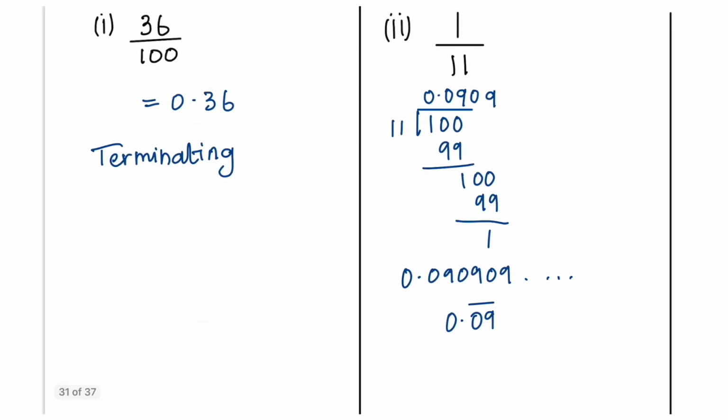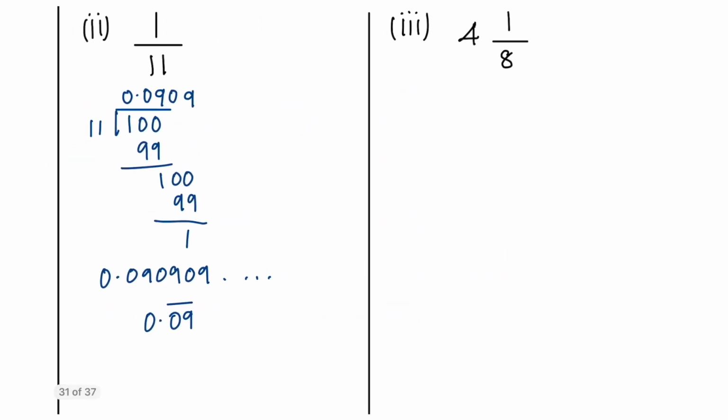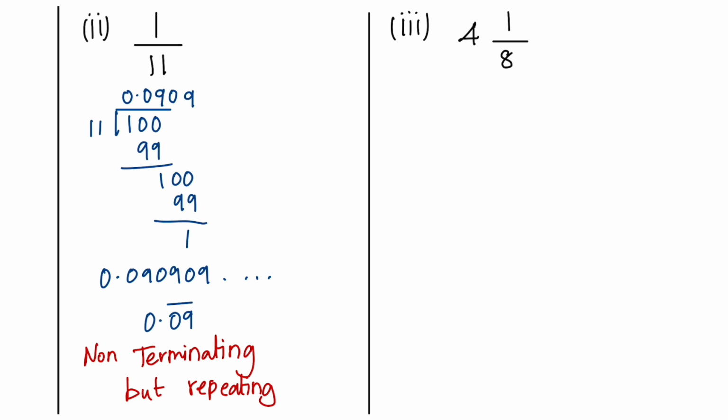Now these are the first two questions, and this one comes under case 2. Let me just write this in a different color. Non-terminating, because this goes on forever. 090909, it goes on forever. So it is non-terminating, but it is in fact repeating, because only 0 and 9 are the ones that are coming, right? It is repeating, but it is non-terminating.